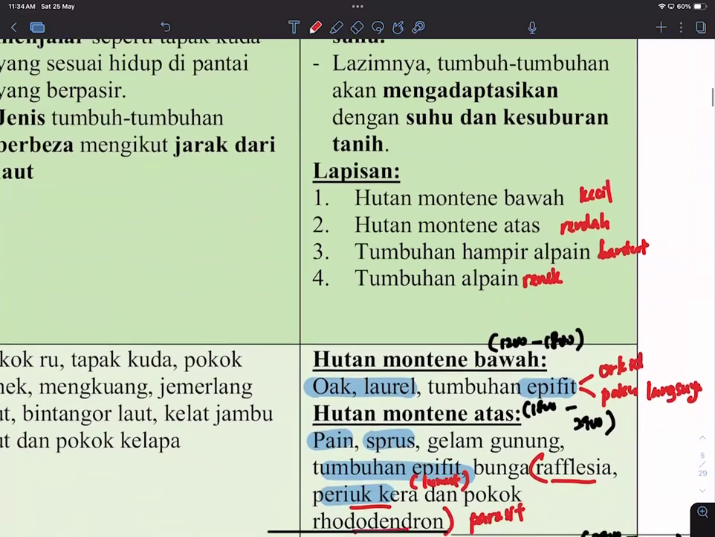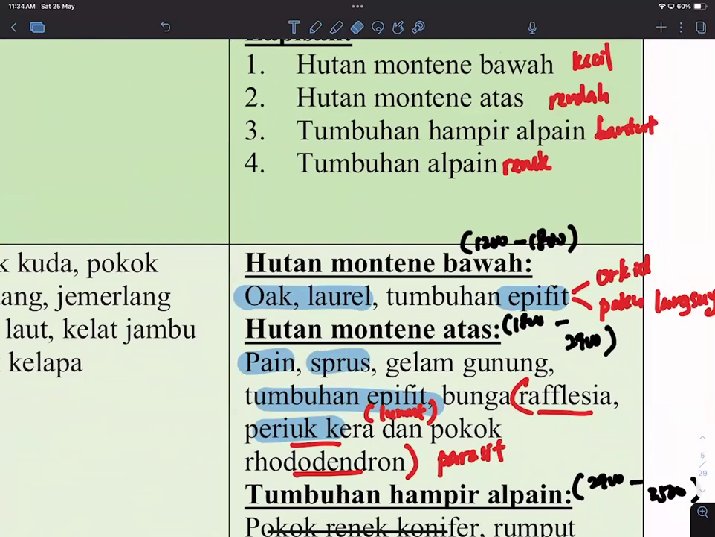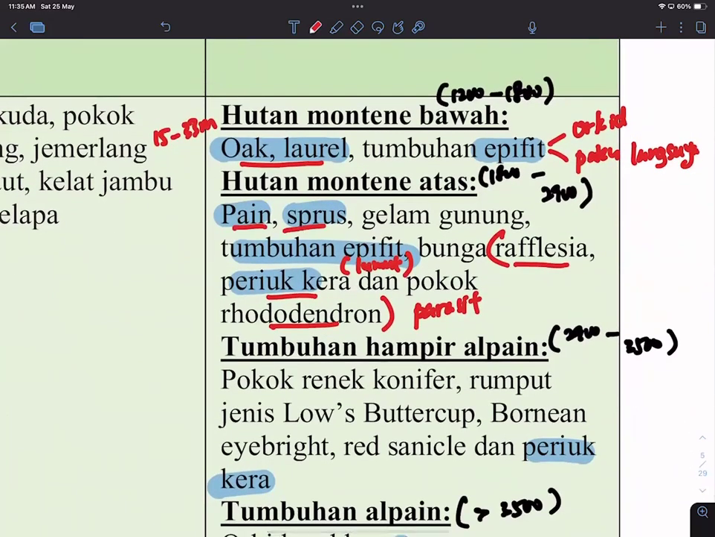Okay, so which means, guys, for the oak and laurel, pokok kecil, what is pokok kecil? If you can recall from the hutan hujan tropika, it is within the lapisan tengah, 10 to 20 meter. So that's why the pokok oak and laurel, usually they are within 15 to 33 meter. That's why the orchid and then the paku langsuya, this tumbuhan epiphyte, is trying to crawl, using the height of this pokok kecil to get the sunlight. 15 to 33 meter for oak and laurel, pokok kecil. And then for all the pokok-pokok pine, pokok-pokok spruce, what is the height?